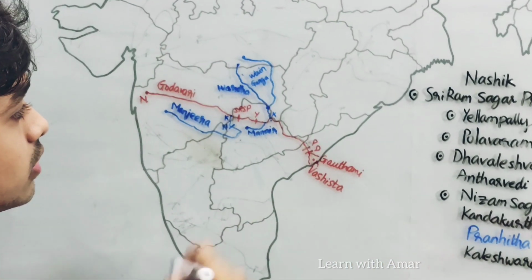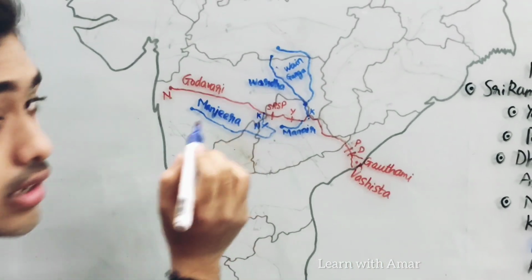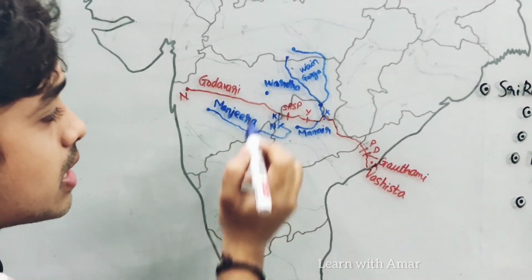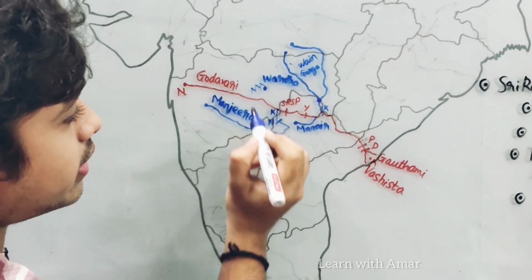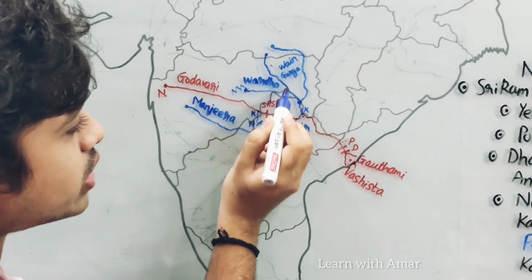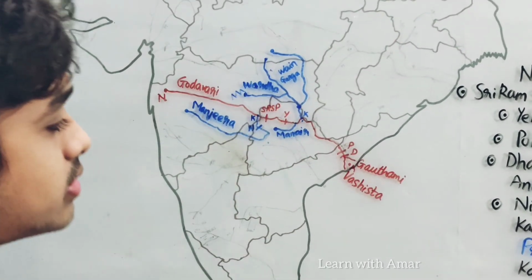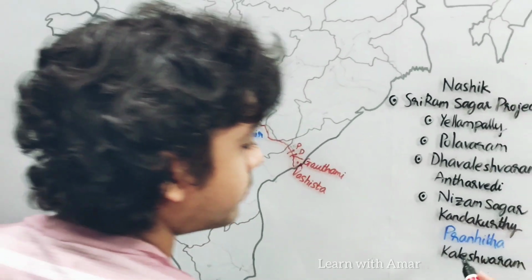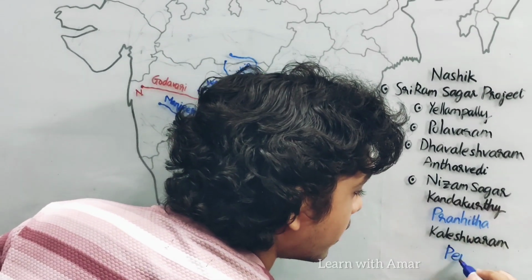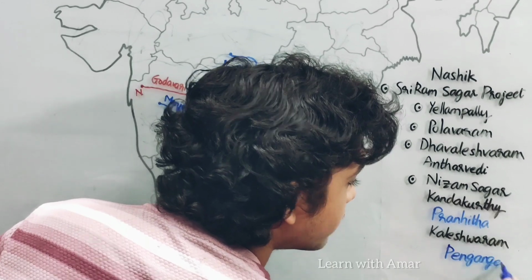Now we have another tributary of Varda. This one is Penganga. Penganga originates in the Ajanta range in Maharashtra, flows through Maharashtra and joins Varda here. So this is Penganga. I am writing the rivers in blue here, as you can see.